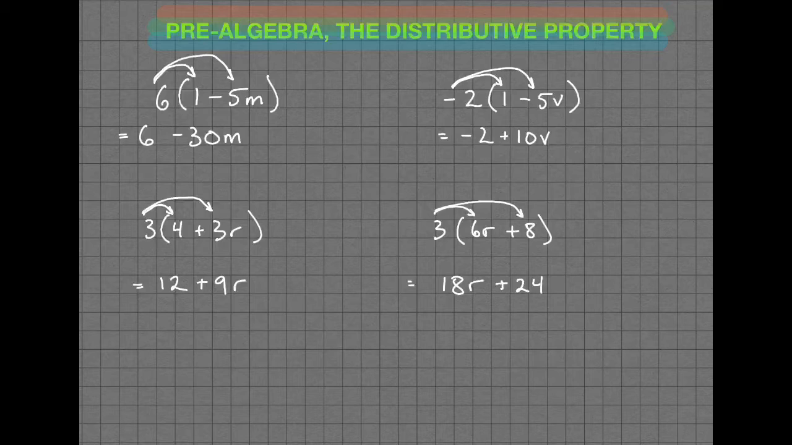Okay, so there we go. There's the answers for the first couple problems. I hope you're getting how this works. It's not really that hard to do. It's just distributing. You're multiplying that number by each one of the terms inside the parentheses.